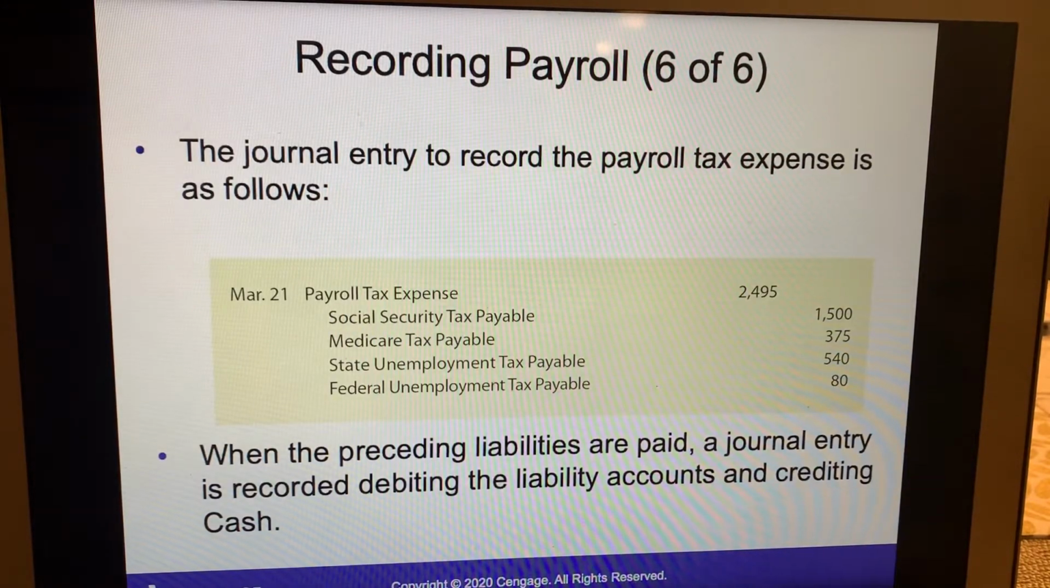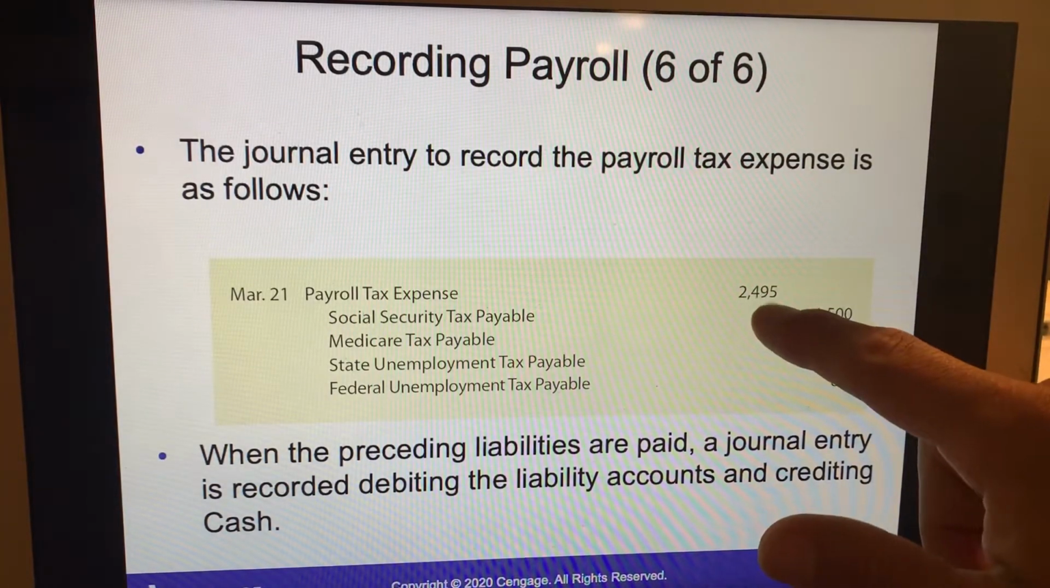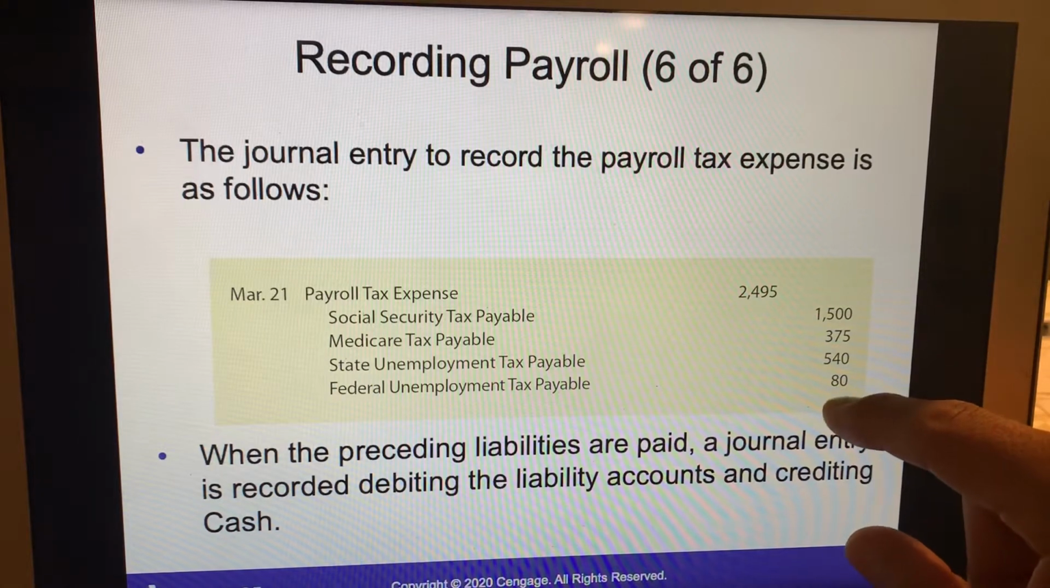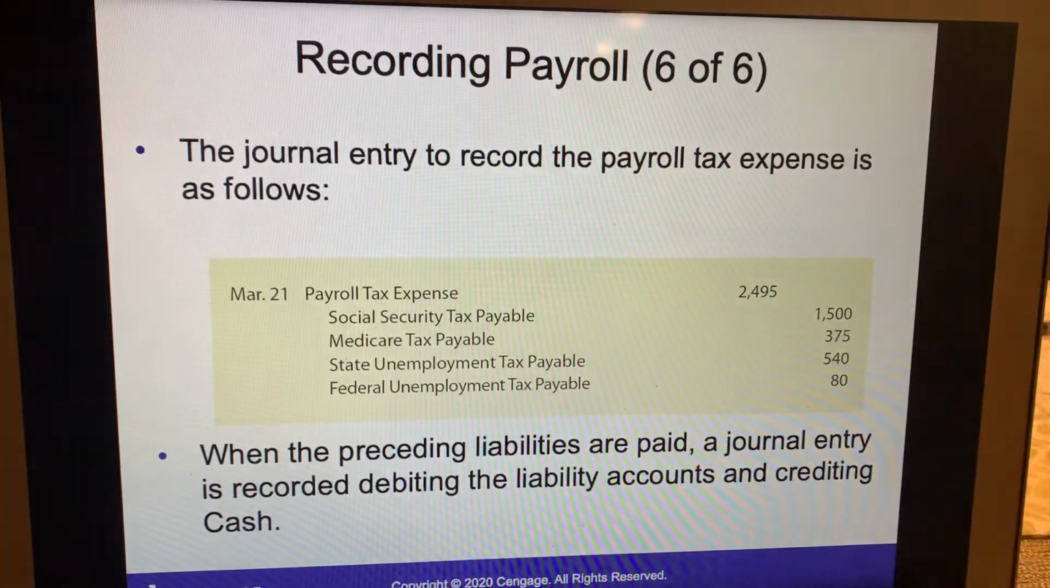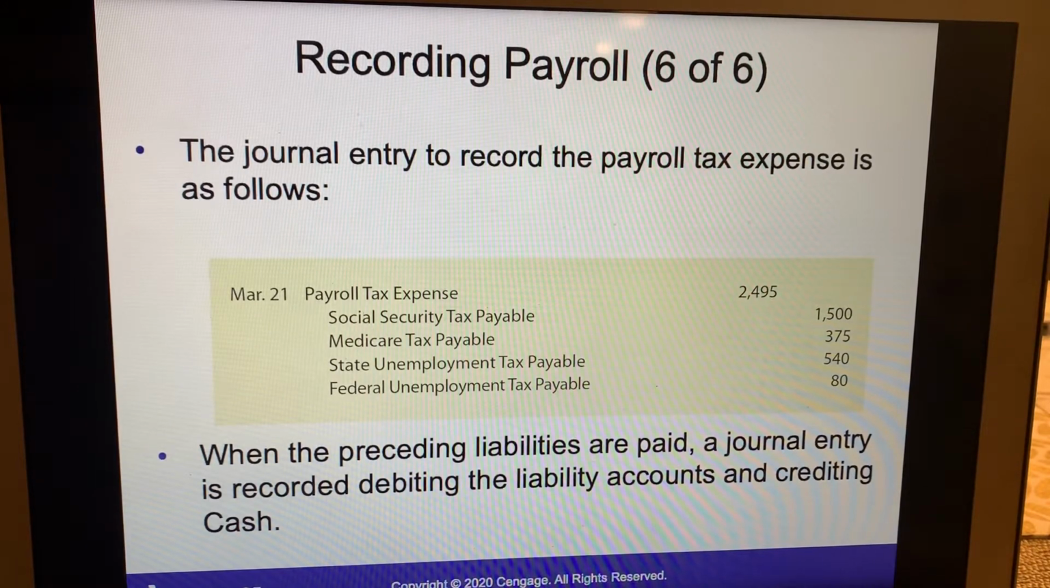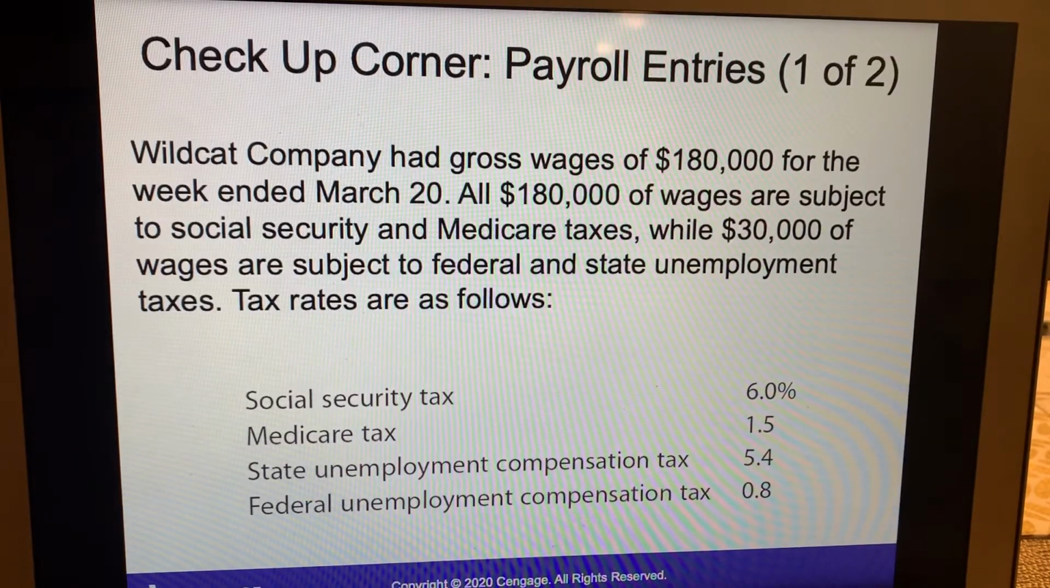And here's how we journalize that, $2,495, and then we break it down to each of these categories. Keep in mind, each of these categories has to have its own account as well. So whenever they are paid, quarterly, monthly, however you decide to pay that, typically monthly. Okay, so I'm going to go ahead and stop right there, and I'll continue this video in part 2.